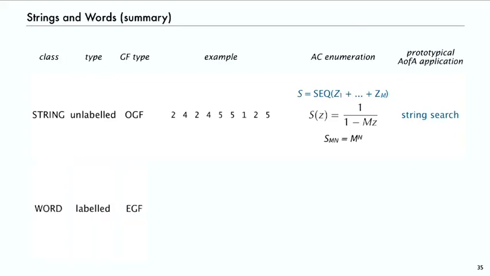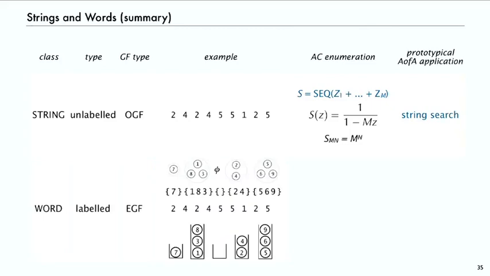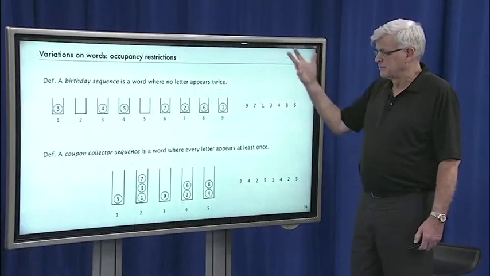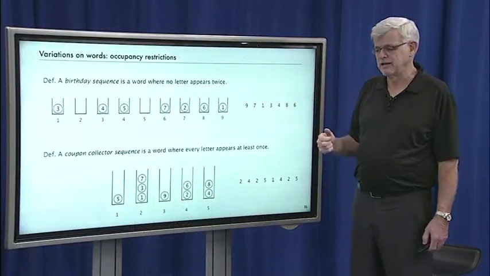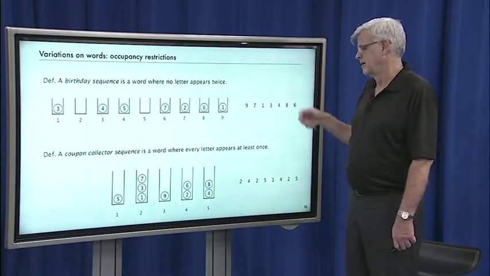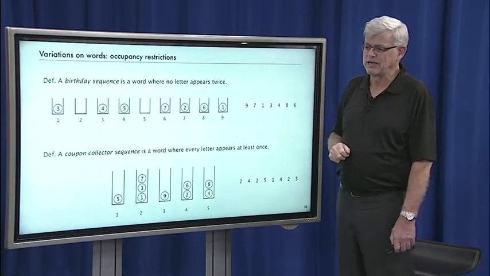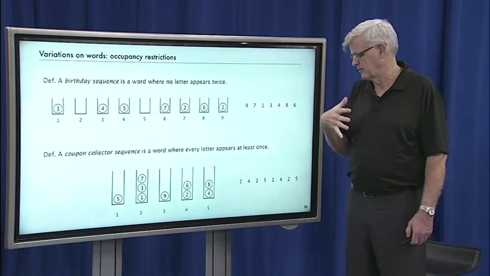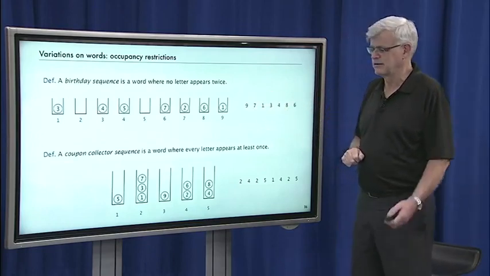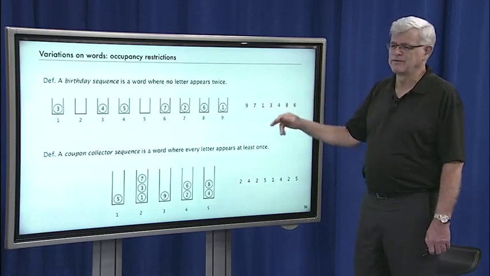Whereas a word is labeled objects, it's exponential generating functions, it's sets of objects, but you could also write it as a string. The construction is a sequence of sets of objects of size m, and we get the same count, and we use that to study hashing algorithms and more generally occupancy problems in combinatorics. But we can do variations, again, just as for permutations, to get results for applications problems, using the same symbolic method that we use for the basic problem. And these are two very famous variations.